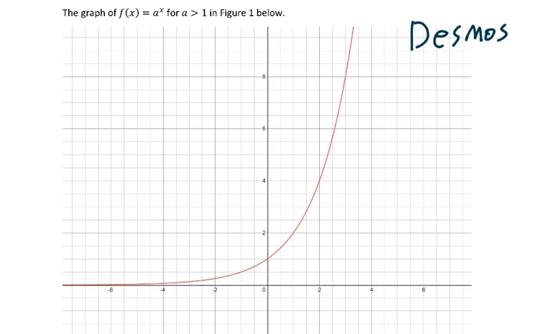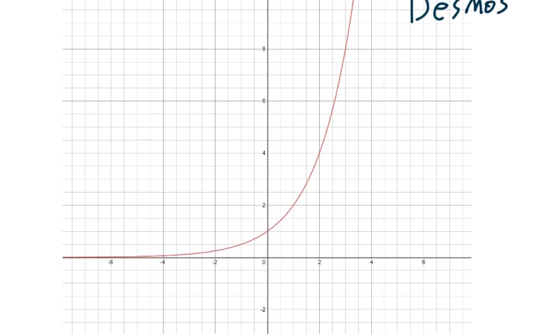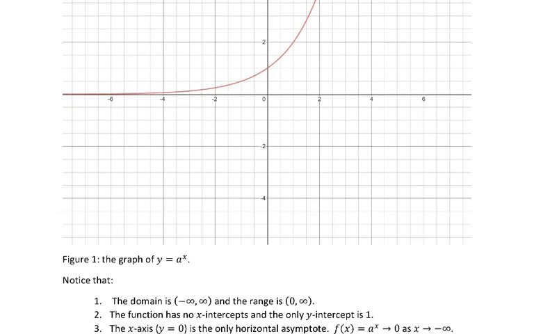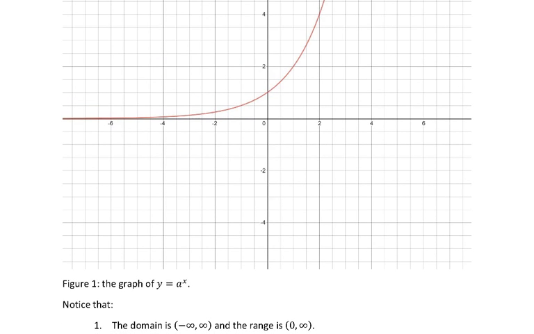So this is the graph of a to the x here. This is actually when a is equal to 2, but it does display the behavior of the function f of x is a to the x when a is greater than 1. And there are a few things to notice. For one thing, you can see right away that the domain is in fact all numbers.